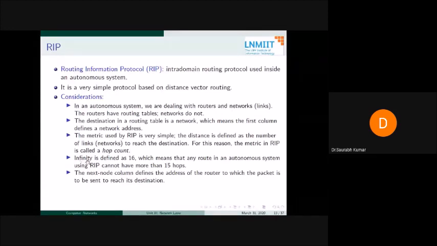In case of RIP, infinity is defined as 16. We discussed in the solutions also that infinity should be defined as a limited value, otherwise the guidelines of distance vector routing cannot be realized in real life. So what does it mean? Any route in an autonomous system cannot have more than 15 hops. That particular autonomous system must have a maximum of 15 hops. More than that will not be traversed by a particular packet. And finally, the next node column defines the address of the router to which the packet should be sent, again the IP address.